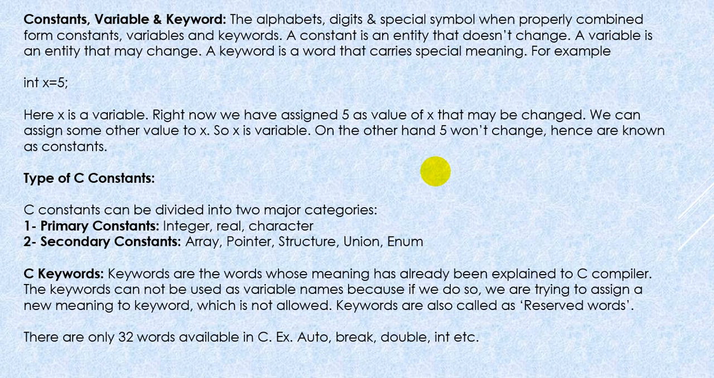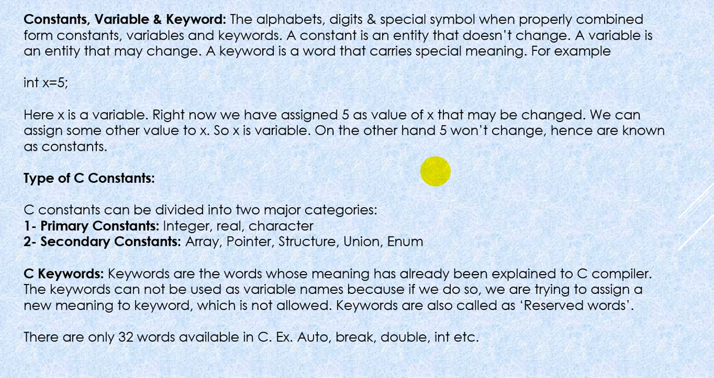Now, constants, variables and keywords. So alphabets, digits and special symbols, when properly combined, form constants, variables and keywords. So what is a constant? A constant is an entity that doesn't change. A variable is an entity that may change. And a keyword is a word that carries special meaning.